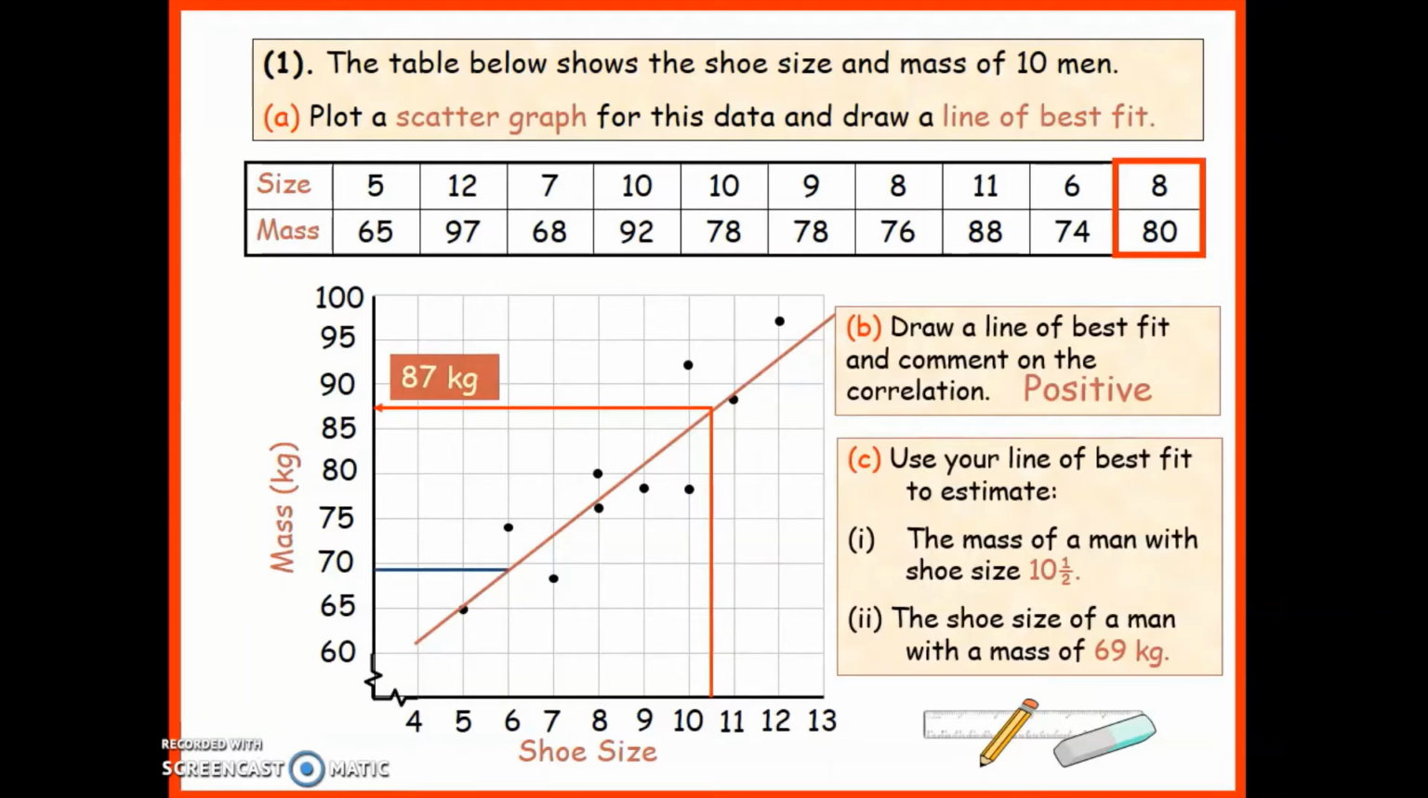For C2, the shoe size of a man with mass 69, I come along at 69 kilograms, I go down, and again it's an estimate, but I'm estimating that that man's shoe size would be size 6. So there's a good example of plotting data to produce a scatter diagram, but also using your line of best fit to answer some mathematical questions. The questions in this box here are very similar to questions you would expect in a maths test or a maths exam.